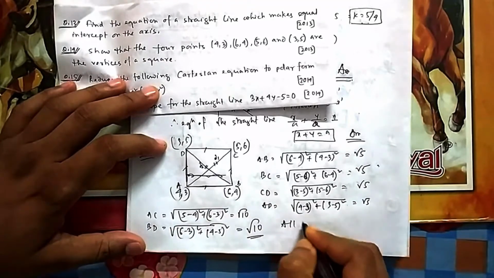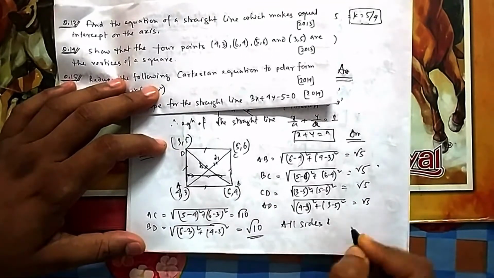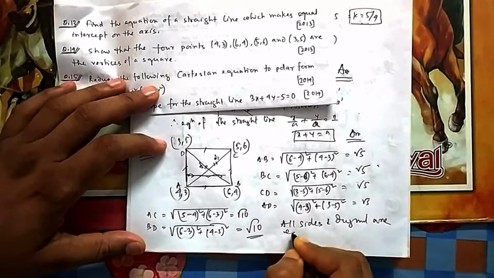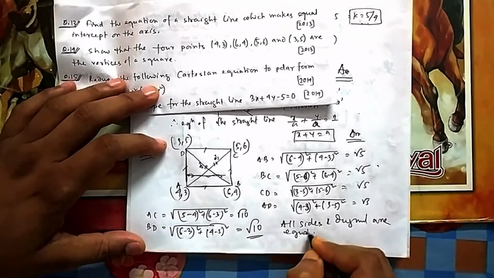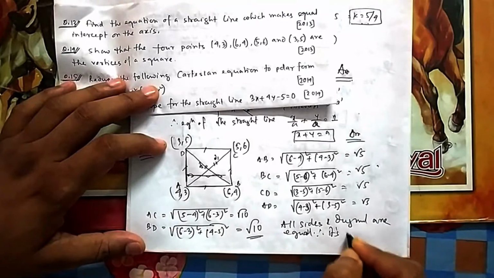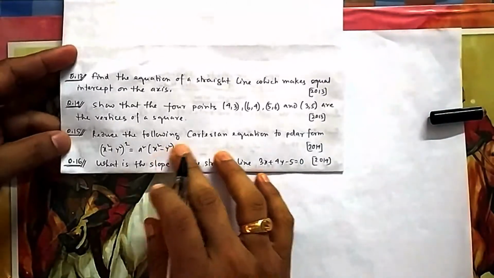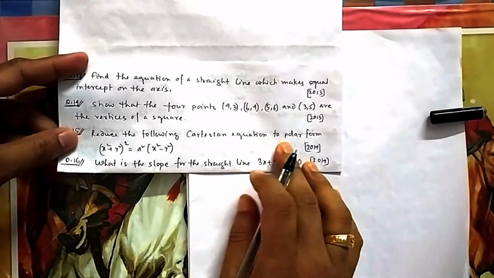So all sides and diagonals are equal. And diagonals are equal, therefore it is a square. It's a square. Proved. So in question number 15, reduce the Cartesian equation into polar form.